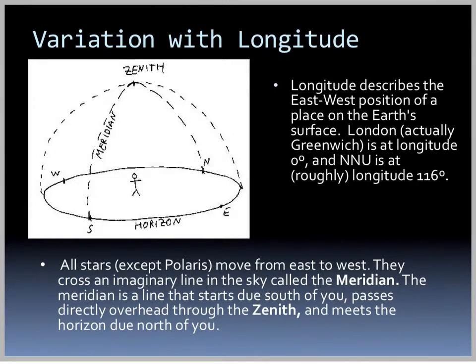Now what we see at night also changes with longitude. Remember, longitude describes the east-west position of a place on Earth. London, or Greenwich, England, is at longitude 0, and NNU is roughly around 116 degrees west. All stars, except for Polaris, move from east to west. They cross an imaginary line in the sky called the meridian. The meridian is a line that starts due south, passes directly overhead, which we call the zenith, and meets the horizon due north of you.